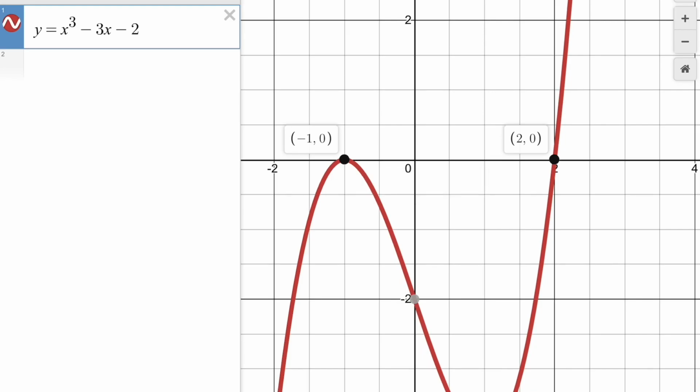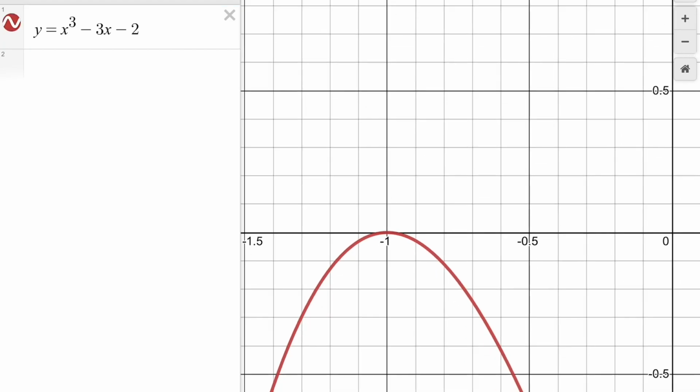You can see, if we zoom in right here, it just grazes that x-axis and then goes back down. It never actually changes from negative to positive. It just stays negative the whole time, except at -1 where it's 0. So that's actually neither a relative min nor a relative max, because the derivative has to change signs from positive to negative or negative to positive. This one changes from negative to 0 to negative again. It does not actually change signs, so that's neither.